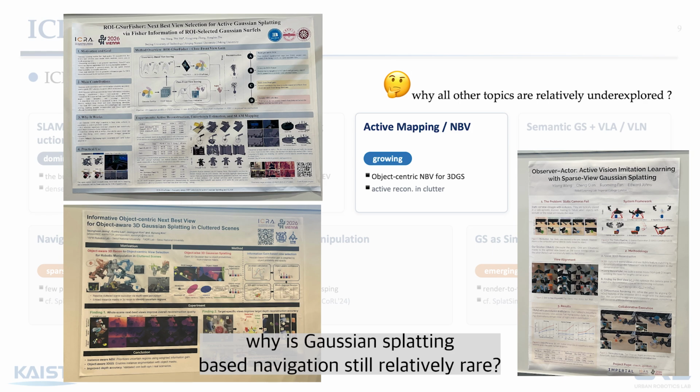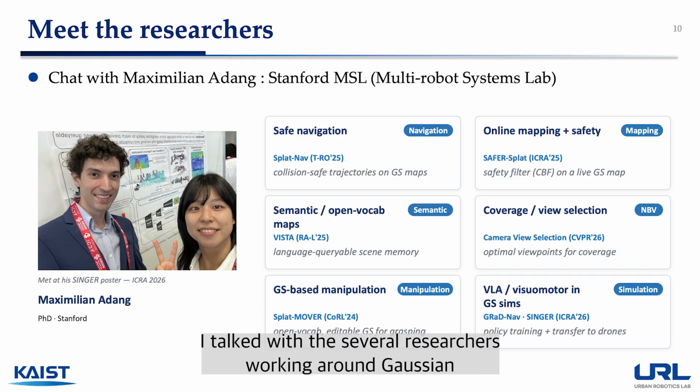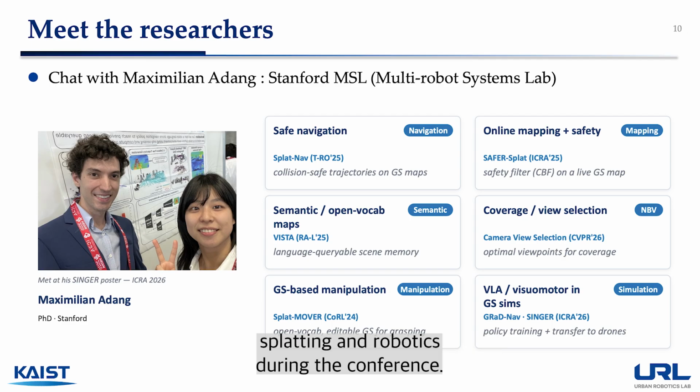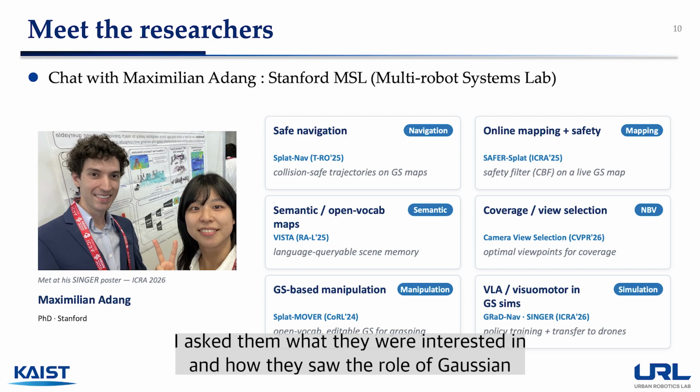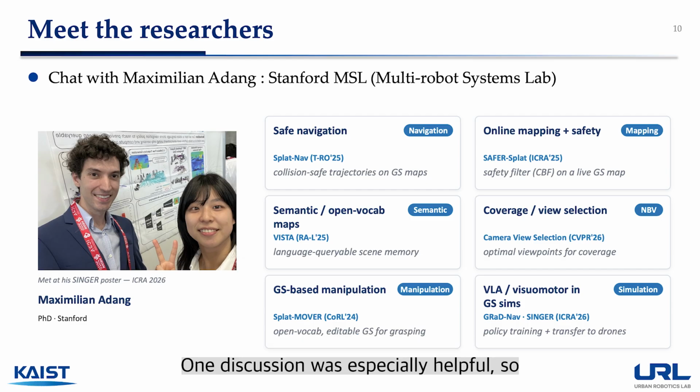navigation still relatively rare? To better understand this gap, I talked with several researchers working around Gaussian splatting and robotics during the conference. I asked them what they were interested in and how they saw the role of Gaussian splatting in robotics, and why navigation did not seem to be a major focus. Among those conversations, one discussion was especially helpful, so I would like to briefly share it here.